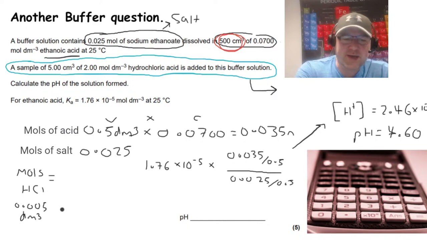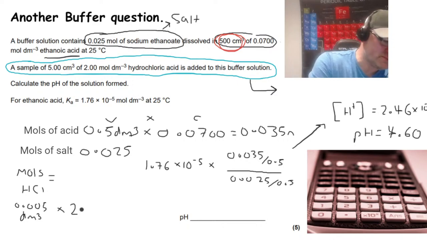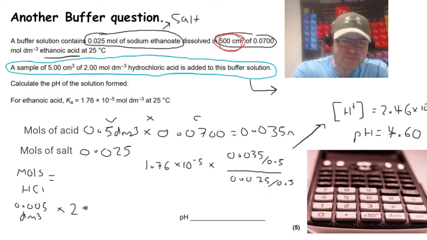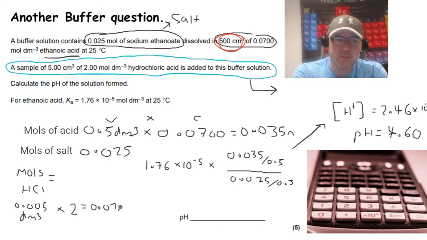Why, oh, why don't I type? We're going to times that by the concentration, which is 2, so 2 mole per decimeter cubed. And that's going to give us, hopefully stop me at any point if this has gone pear-shaped and you've spotted that, 0.01 moles of hydrochloric acid.